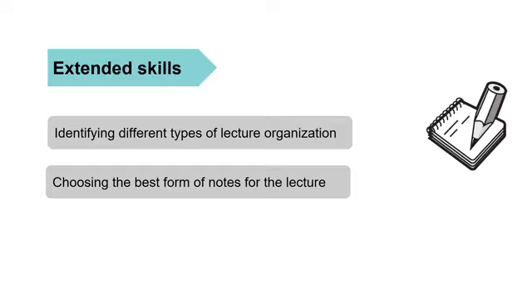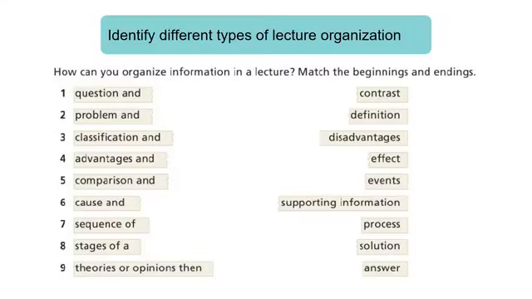So we have to identify different types of lecture organization and to choose the best form of notes for a lecture. We have different methods to present the information in a lecture, or different types of lecture organization. So we have here some beginnings and endings, and if we match them together, we come to some methods of presenting information in a lecture.